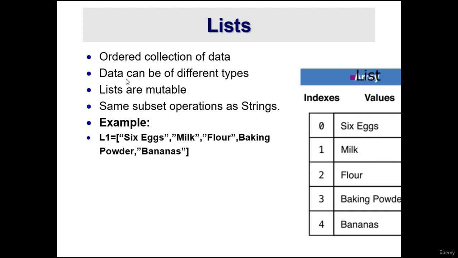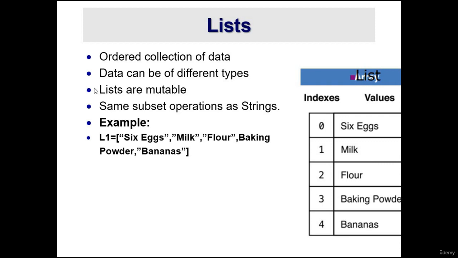Number second point is data can be of different types. The lists are basically similar to arrays. They perform similarly, but the basic difference between arrays and lists is that an array contains similar data. So an array is basically a collection of similar data, but in the case of a list we can have data from different data types. Like a single list can contain strings, integers and floating points, so there is no problem. This is the biggest advantage of list.